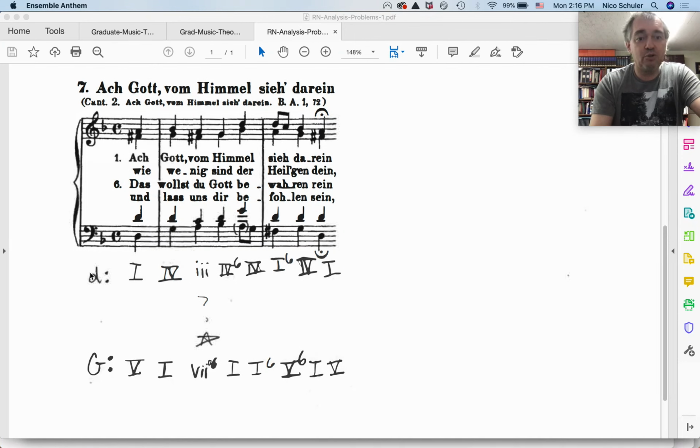Also, let's look at another example here. So here the student actually provided two possible analyses, one in D minor, one in G major. And the reason is the student realized that it doesn't make too much sense to analyze the piece in D minor or D major. For that matter, it looks more like D major. But it doesn't make sense because there is no dominant tonic resolution.